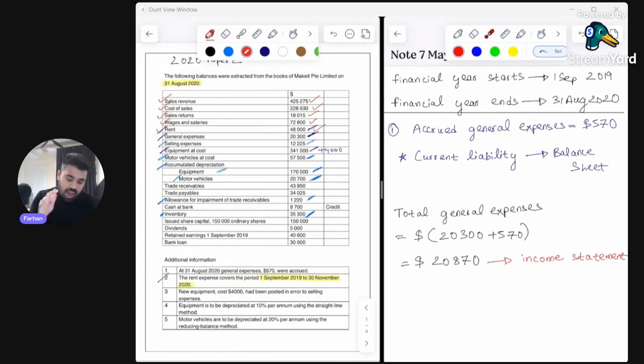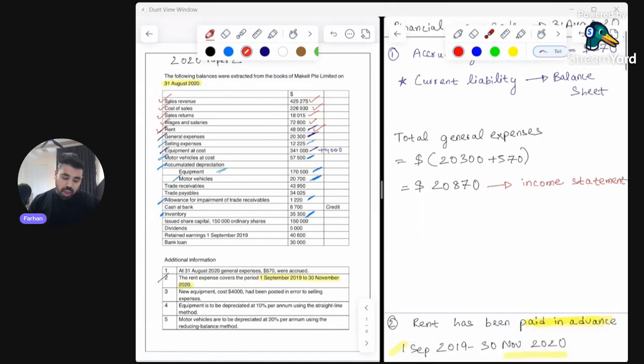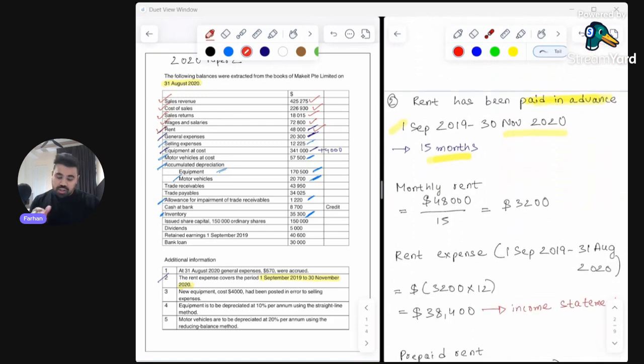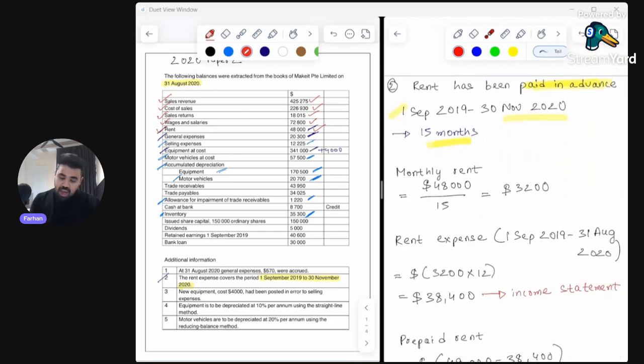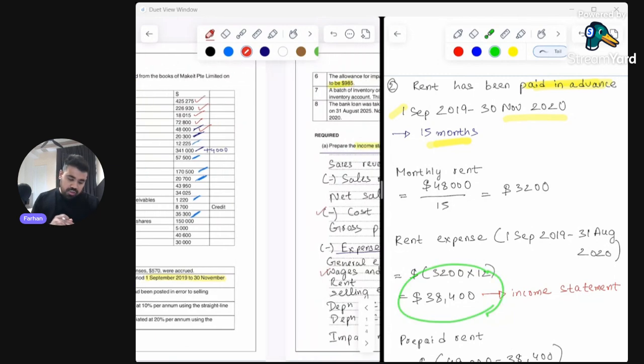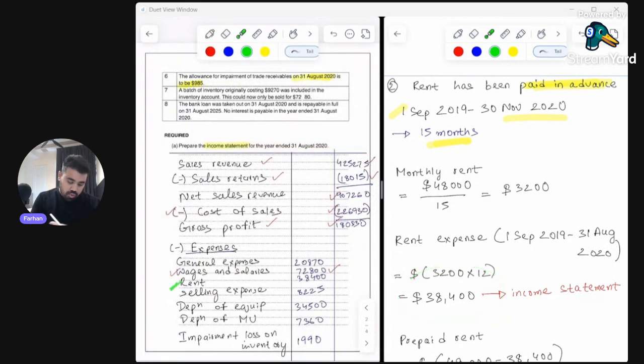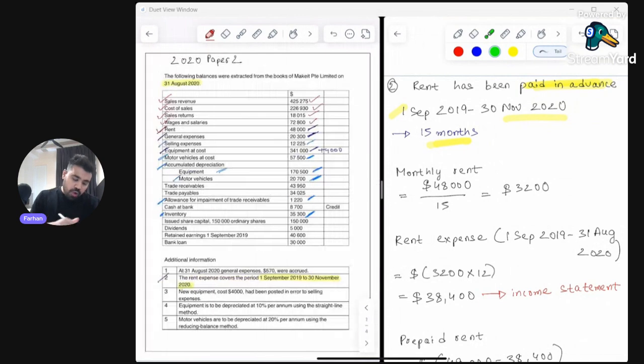Then you can refer to rent here. So rent is actually not 48,000 because this $48,000 included additional rent payment for the next financial year. So based on our workings, which we have done for additional information number 2, the rent expense is actually $38,400, which is the rent expense for the months of 1 September 2019 until end of 31st of August 2020. So this is the amount you will see we have included here, rent expense of $38,400. So we have already used rent.